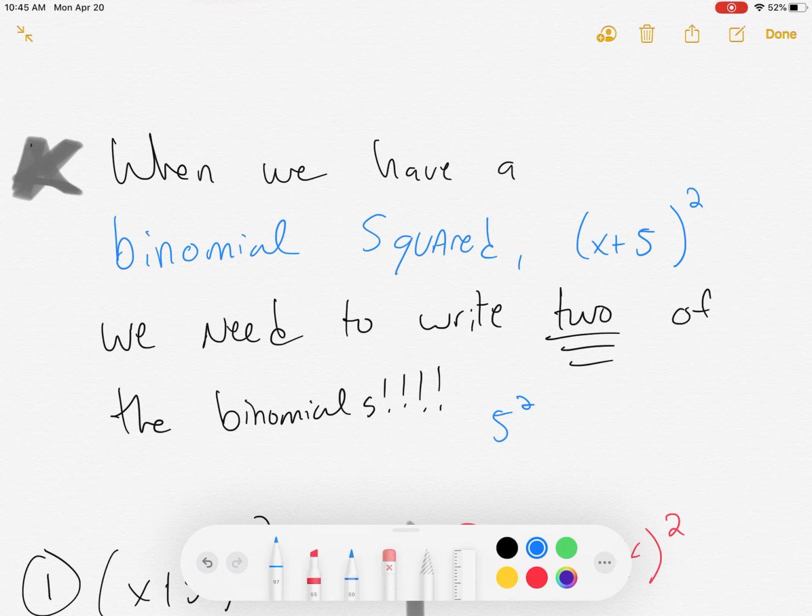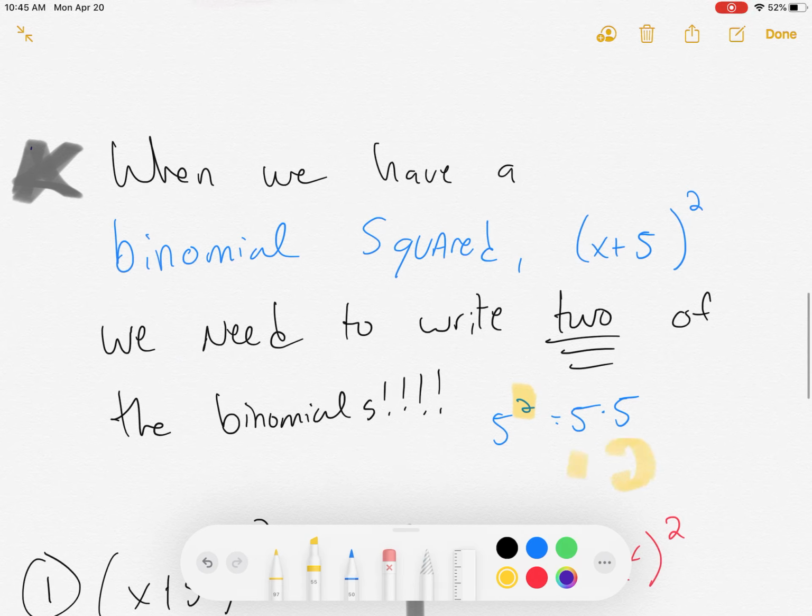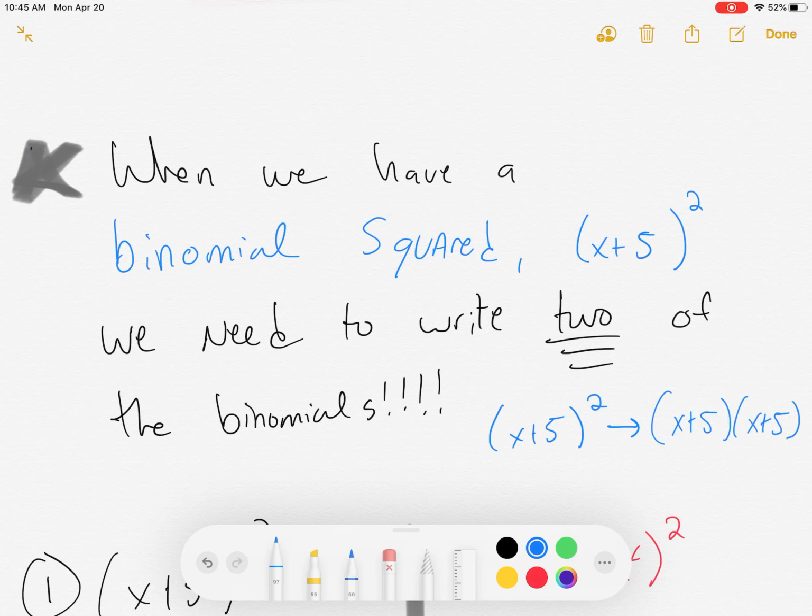So again, let's say, what does 5 squared mean? Not what does it equal. You should know 5 squared is 25, but how'd you get that? That's really 5 times 5. So in other words, that square tells you, hey, you got to write 2 terms here. That's 2 of them. So along the same lines, if we have x plus 5 squared, what that really means is we need to write x plus 5 times x plus 5. There are 2 x plus 5s. That's what this squared tells me.